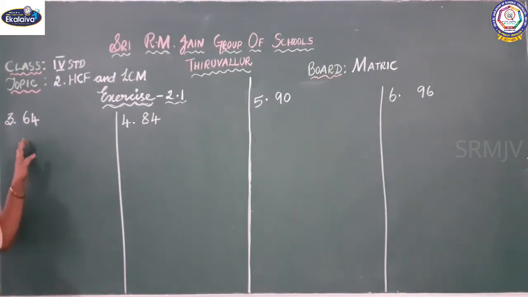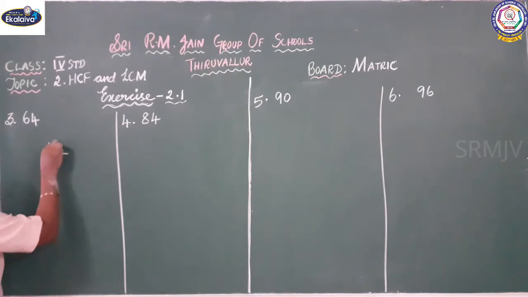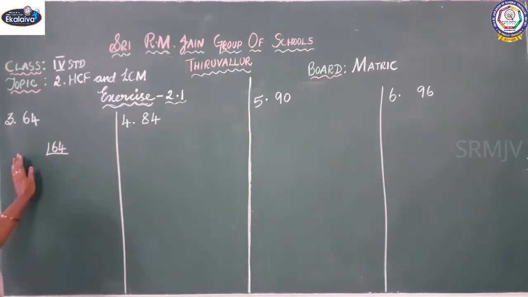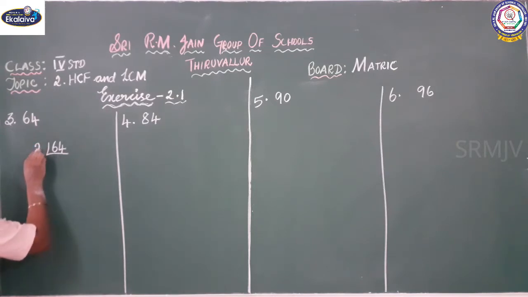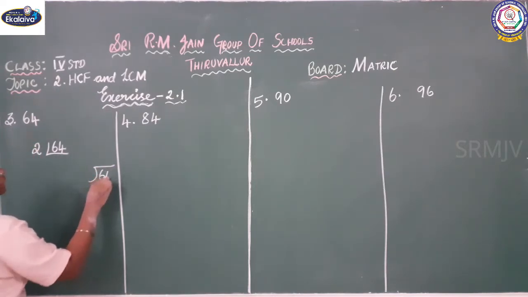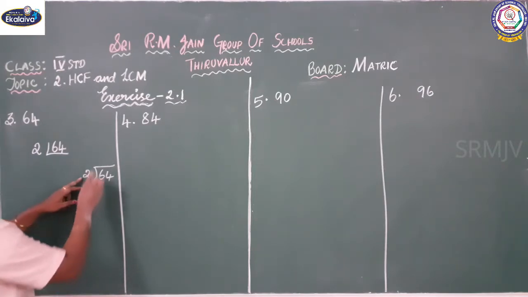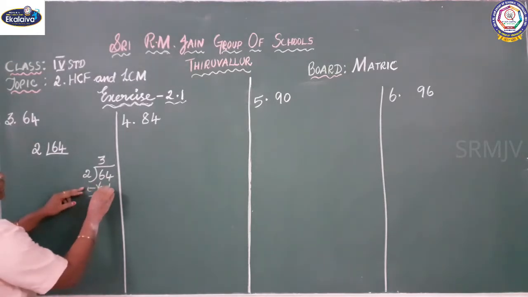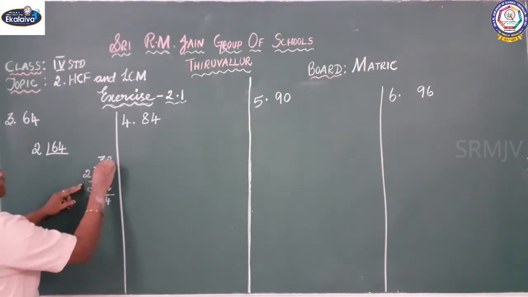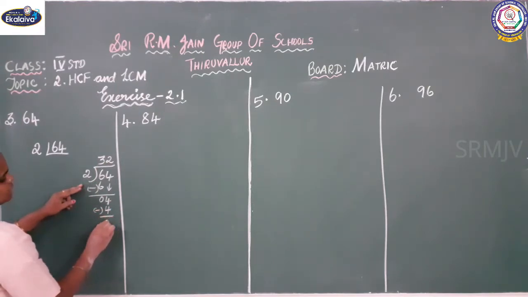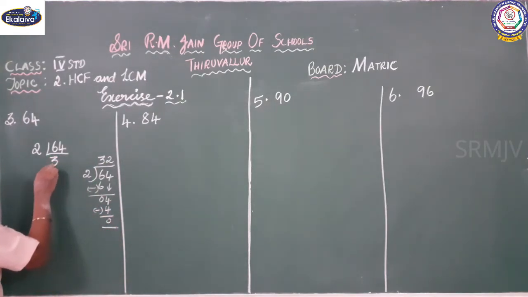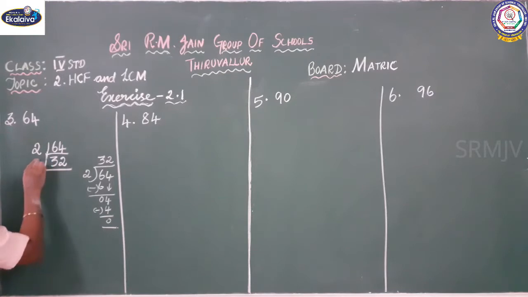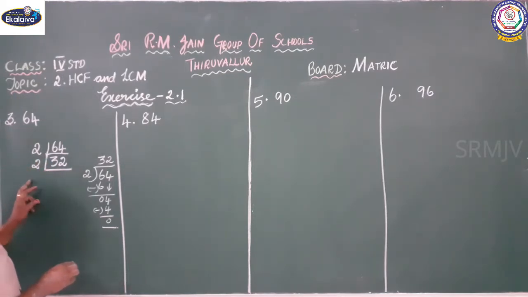Next one, 64. We are going to find the prime factors of 64 by the division method. Listen children, we should take only prime numbers. If you take the 2 table, you can divide this by 2. So 2 3s are 6, 6 minus 6 is 0. Then if you take 4, 2 2s are 4, so 4 minus 4 is 0. So how many times in the 2 table? 2 32s are 64.